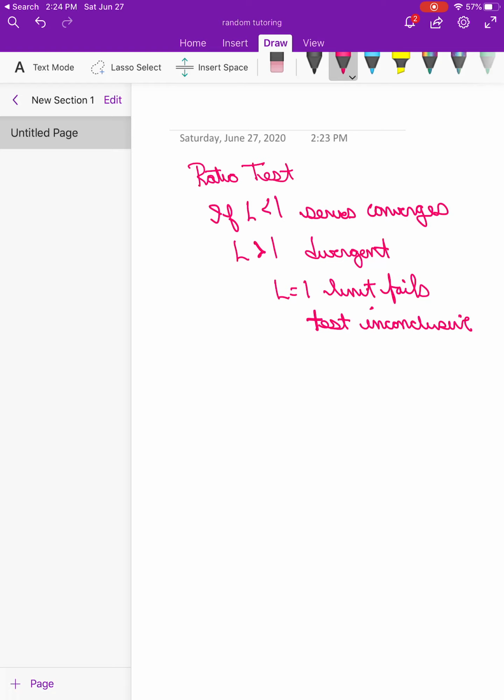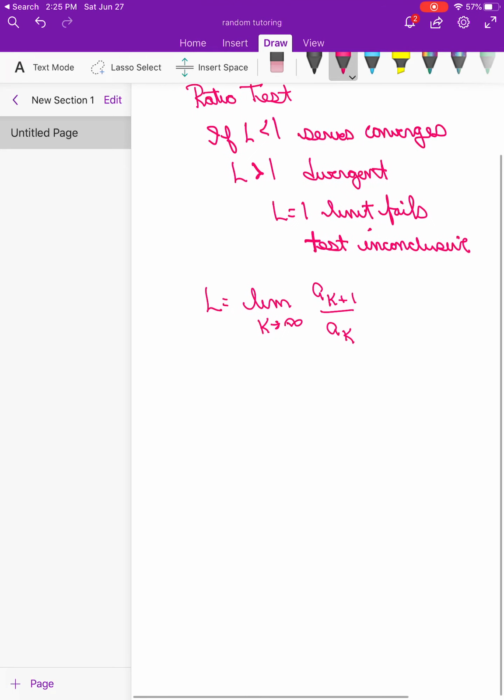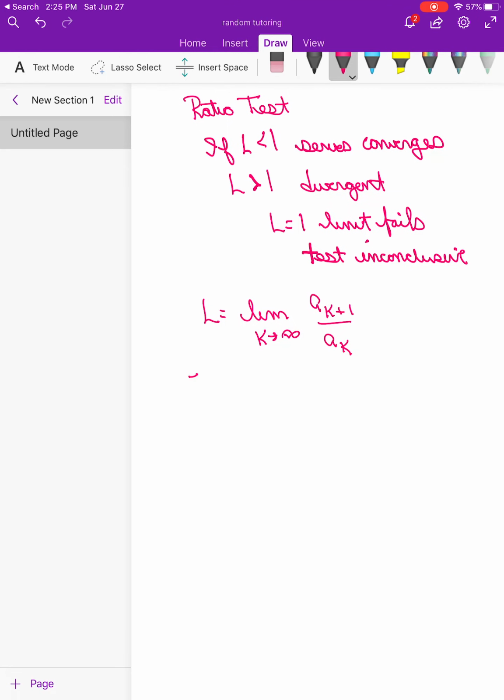All right, so the ratio test, I just picked two really easy examples. The ratio test basically says that you find the limit as k approaches infinity of a of k plus 1 divided by a of k. So for whatever your example might be, here's our example.